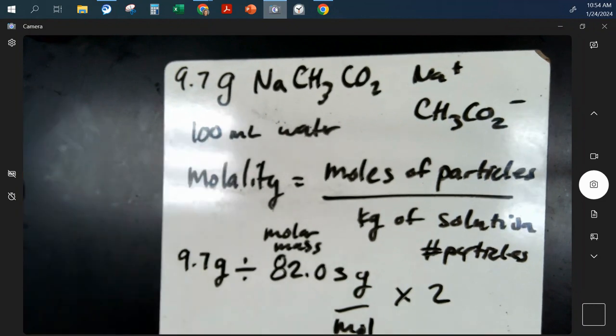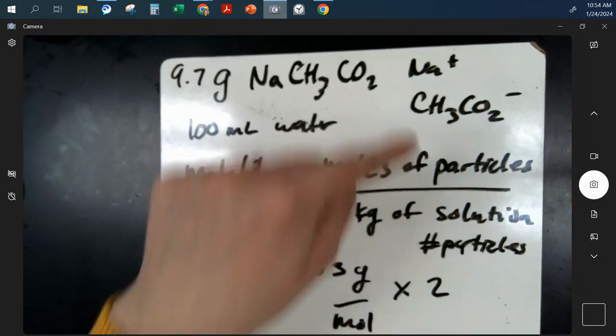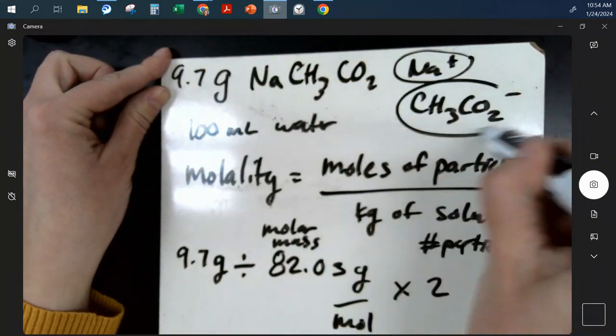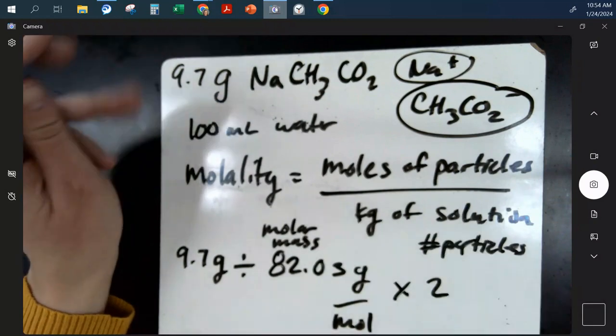I'm going to get this number because I have sodium and acetate. 2 particles. 1, 2. If I had 2 acetates, it would be 3 particles.